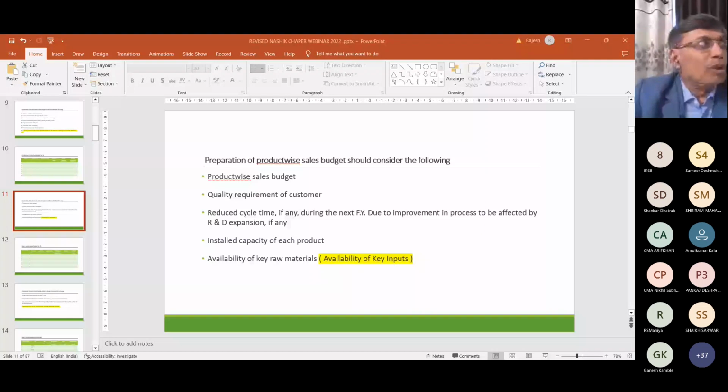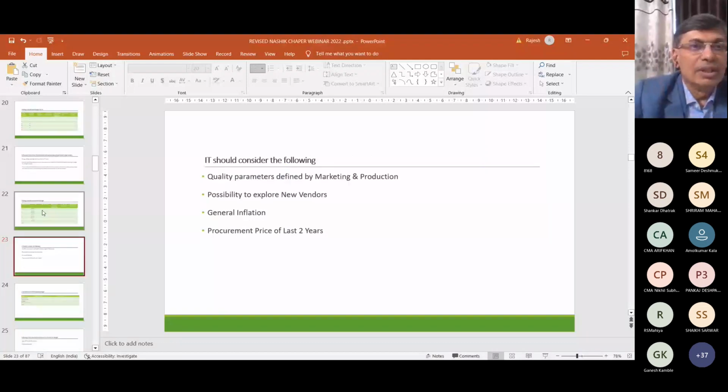Here again, the quality parameters. Here it should consider the following: quality parameters defined by marketing and production, possibility to explore new vendors, general inflation, and procurement price of the last 2 years.